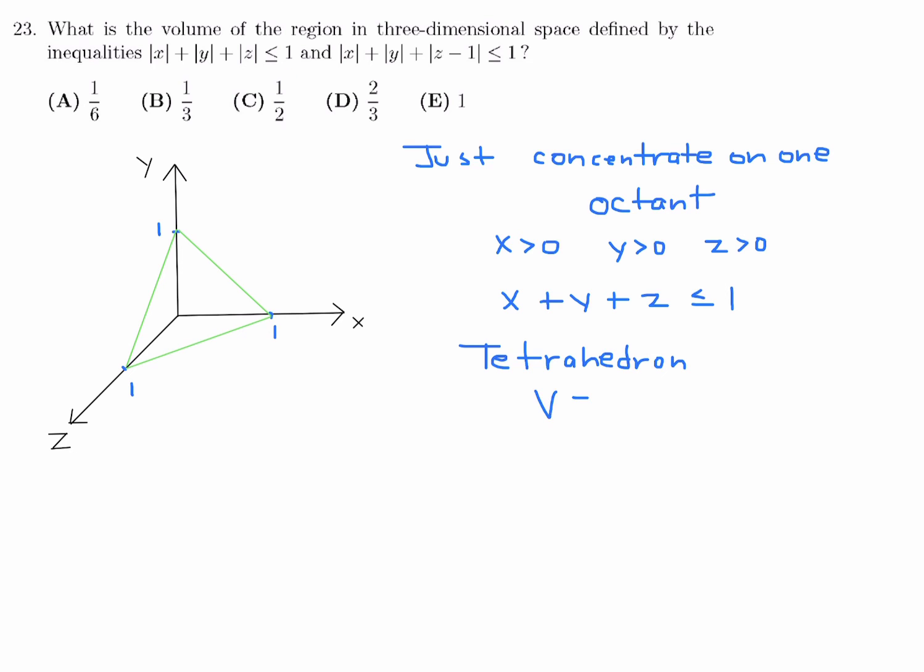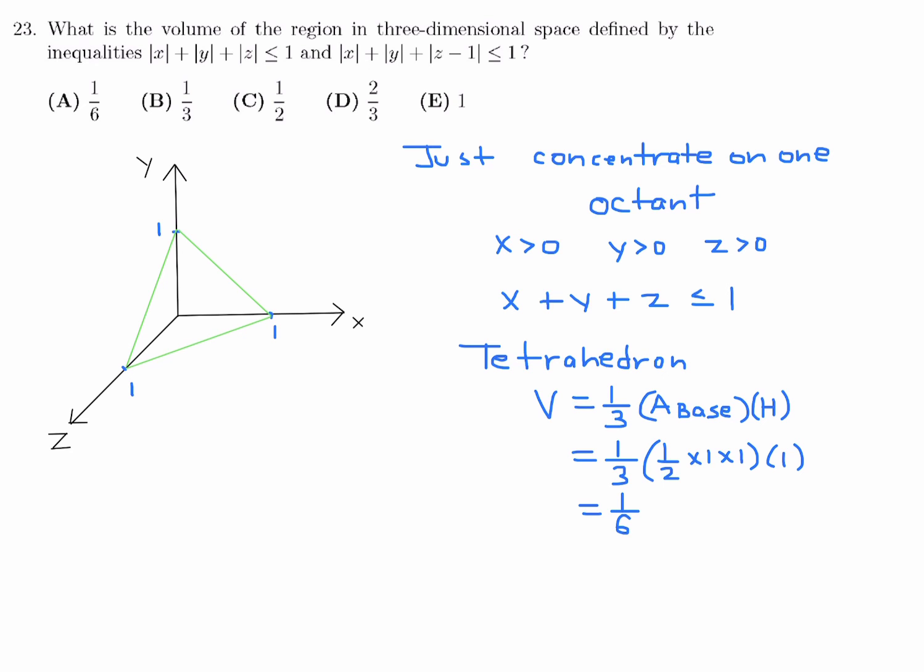Okay, well, the volume of the tetrahedron is 1/3 the area of the base times the height. And it's pretty straightforward. The base is just this guy right here, and that's just 1 by 1 dimensions. So 1/2 base times height is 1 times 1. And the height is just from there to there, so that's just 1. So that is a 1/6.